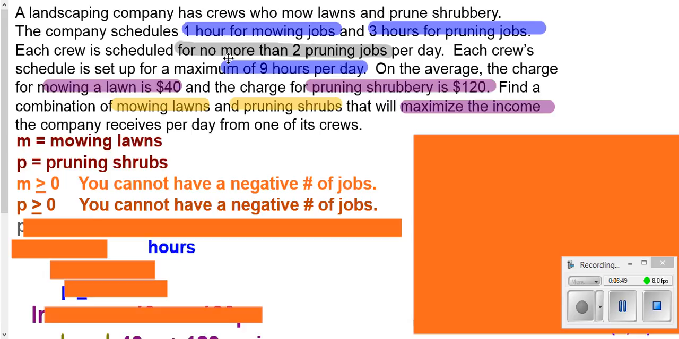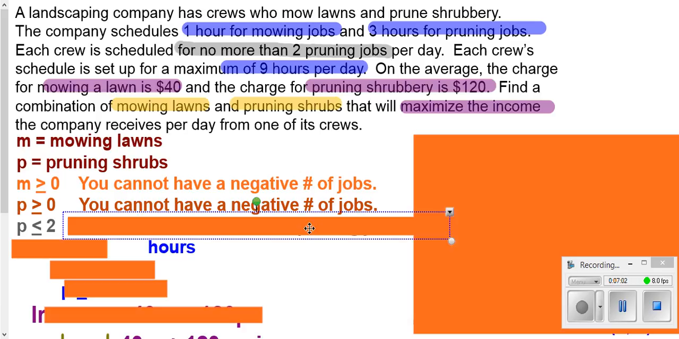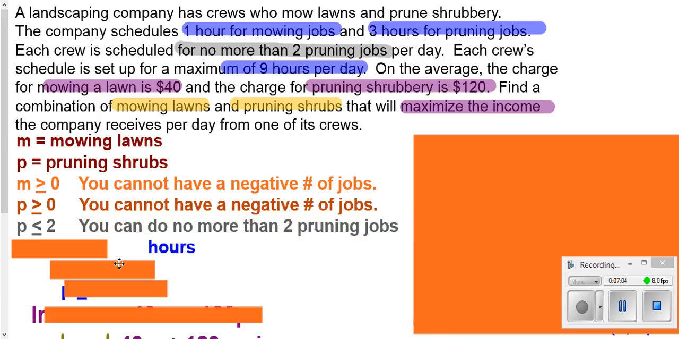Now, this gray thing deals with pruning jobs. So that means that P for our pruning has to be less than or equal to 2 since there's no more than 2 pruning jobs. So we have 3 inequalities already. The first 2 were really easy. The second one wasn't too bad.